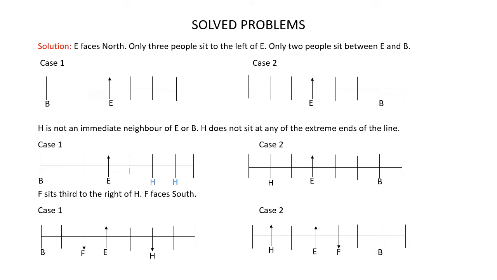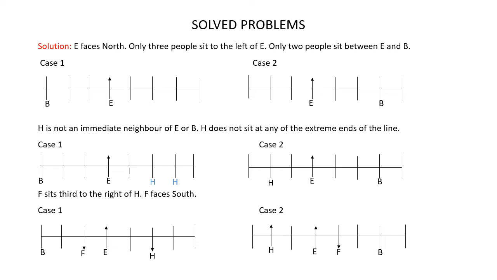Let's consider case 2. H is not an immediate neighbor of E or B. So H cannot sit here, H cannot sit here, H cannot sit here, and H cannot sit here. H also does not sit at the extreme end of the line. So this is also not the position for H. So the only remaining position for H in case 2 is this. So mark H at this position.